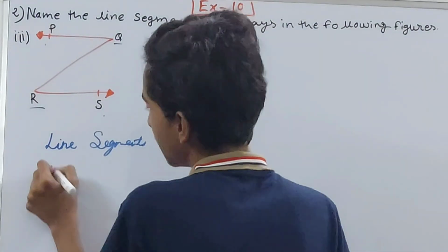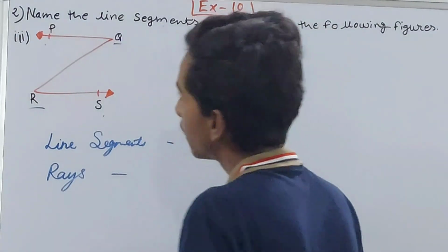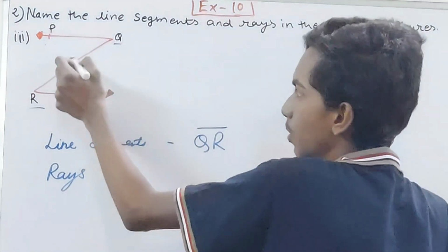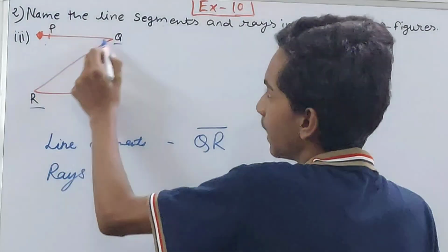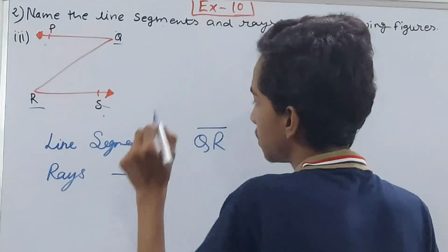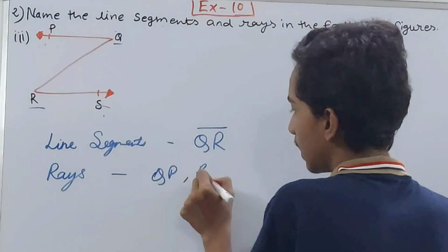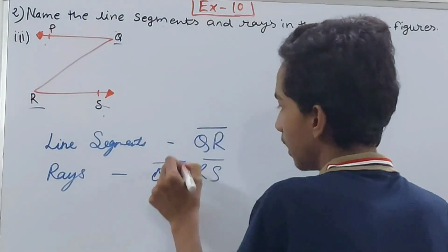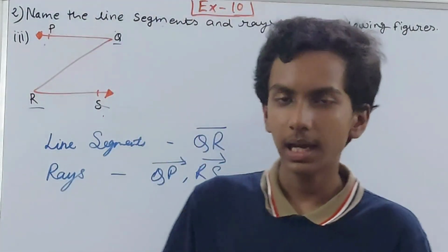Then see the rays as well. You have two rays here that you can make. You have this one and you have this one, right? QP and RS. So do that, QP, right? And what else? RS, right? How do you mark the rays? By putting an arrow to the right. And this is your answer.